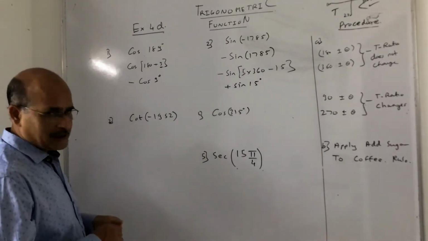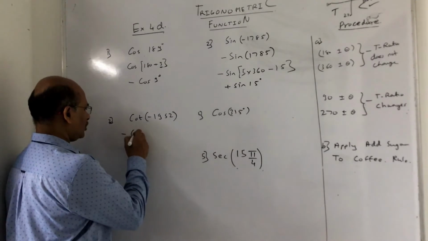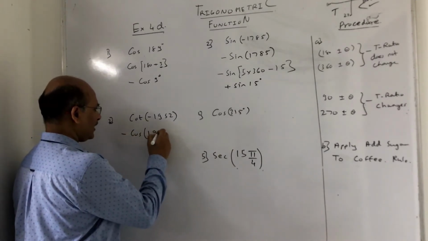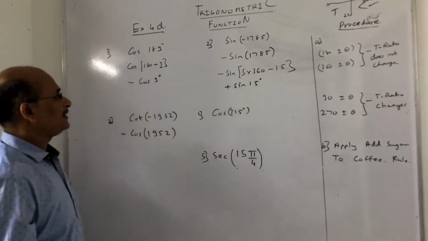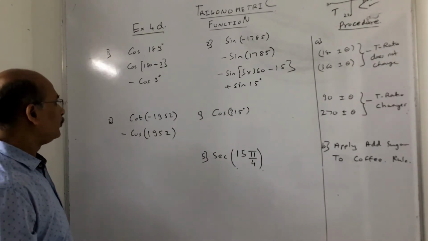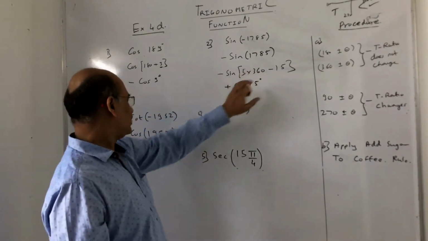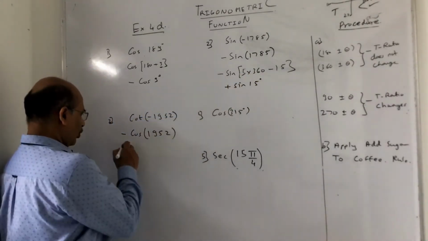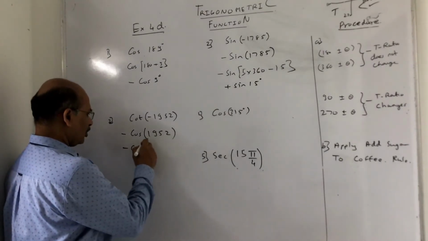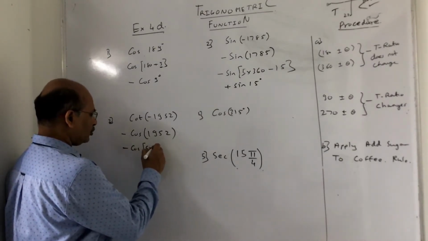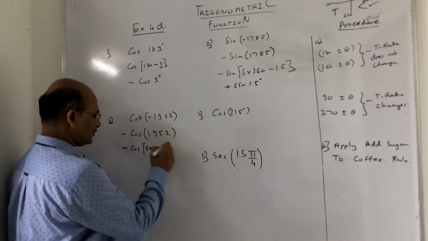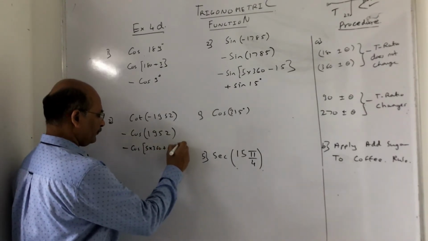Cot of negative, it is negative only. So minus cot 1952. Now basically, if you look at this, 5 into 360 is 1800. So you can go ahead with that. So minus cot, this will become 5 into 360 plus 152.